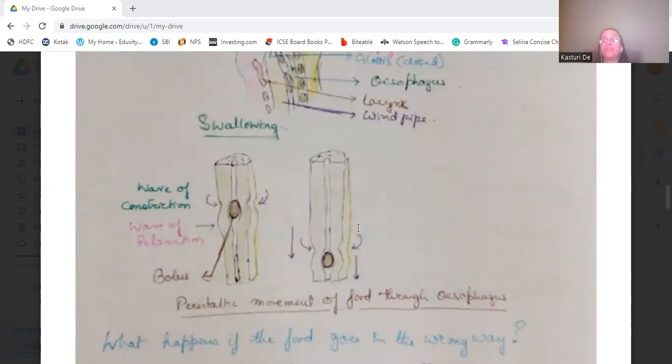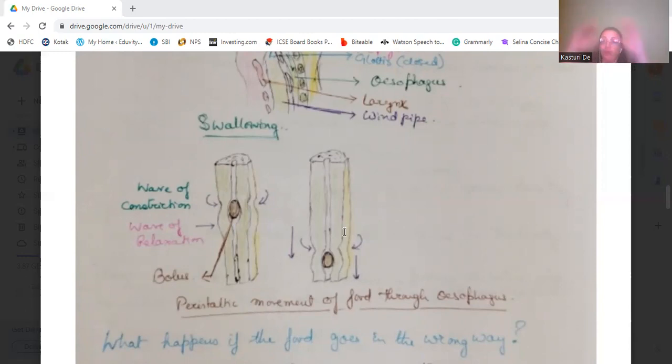Now we come to peristalsis. What is peristalsis? Peristalsis is the type of movement of food inside the food pipe. This movement takes place especially in the narrow portion, the esophagus region, and also in the intestine. What is this peristaltic movement? There will be a wave of constriction and a wave of relaxation. Constriction and relaxation, moving down like this.